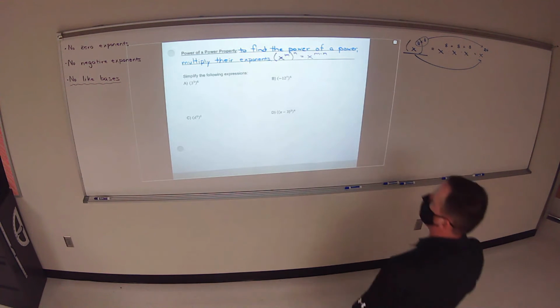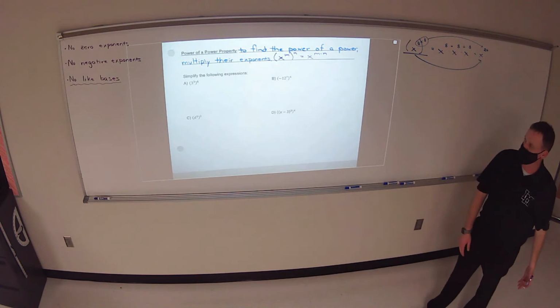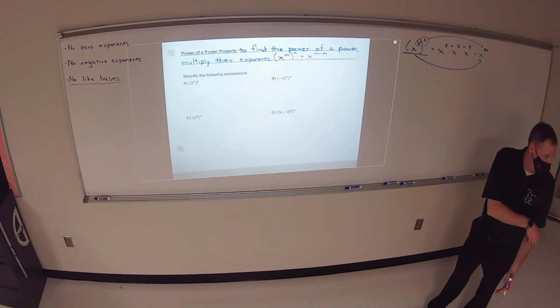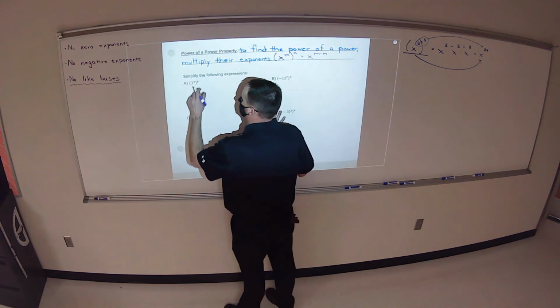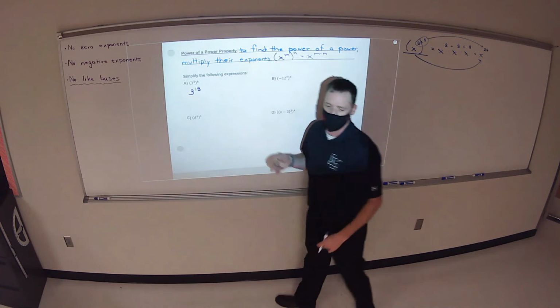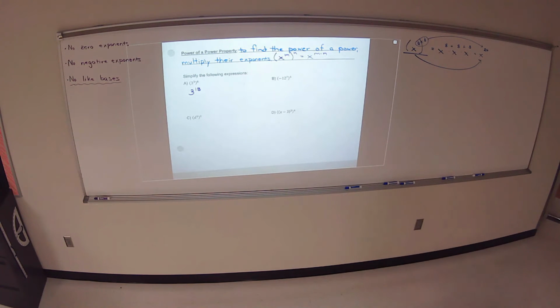Alright, so in letter A, it's exactly what we have. 3 to the 3rd is a power being raised to another power, in this case to the 6th. I need to multiply together those two exponents, and this is going to become 3 to the 18th power. That's it. That's your work. That's everything. You're using your rule to shortcut it to that. Okay?